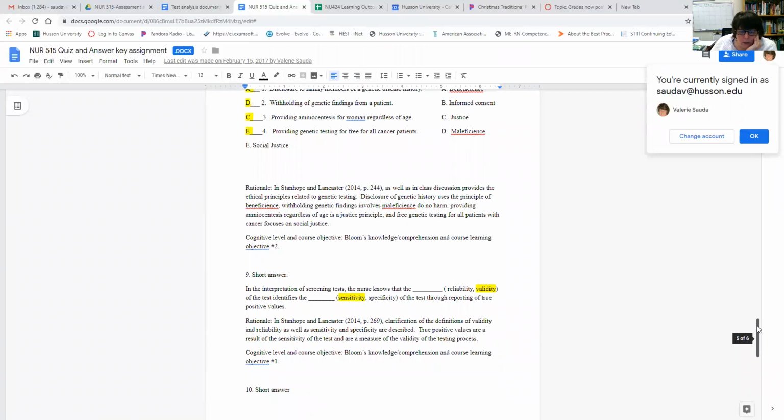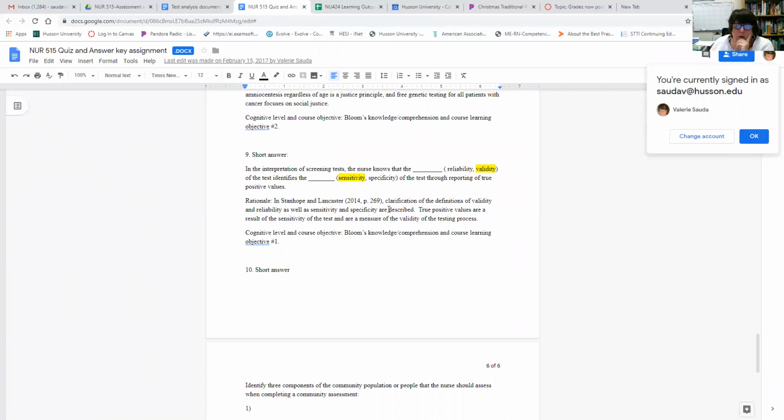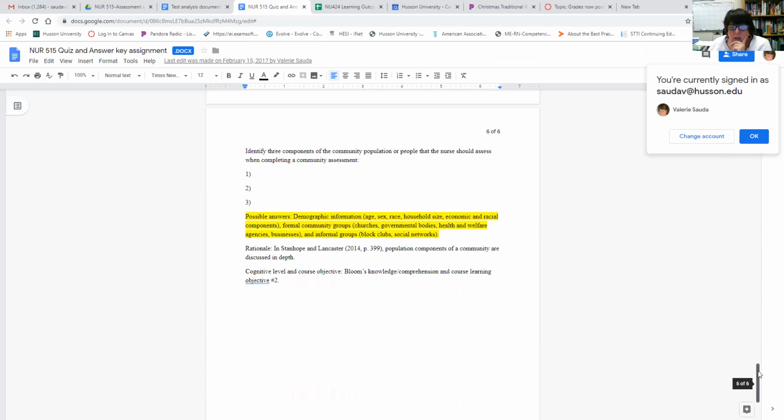One of the last types of questions that we can use is the classic short answer. This is a fill-in-the-blank question where the student had to identify the difference, in screening tests, between reliability and validity, but also sensitivity and specificity. This is a good way to test basic vocabulary or information that you really need the student to understand.